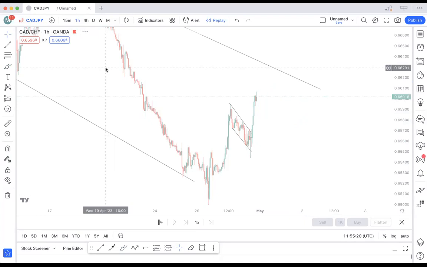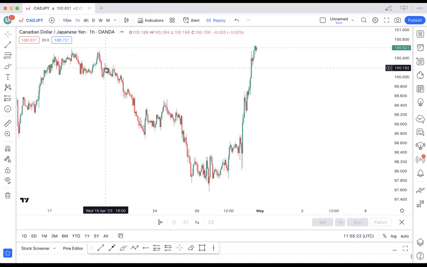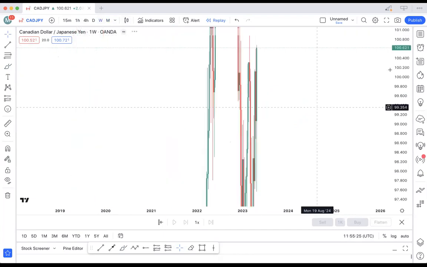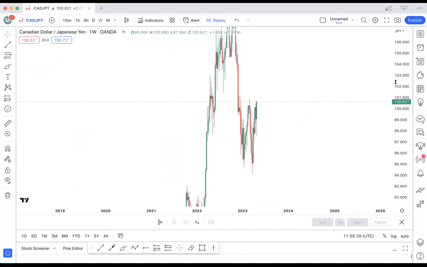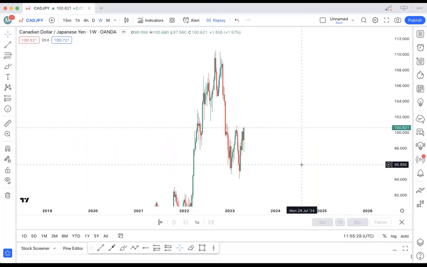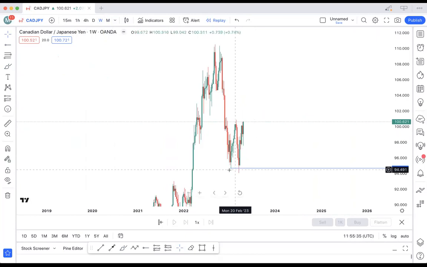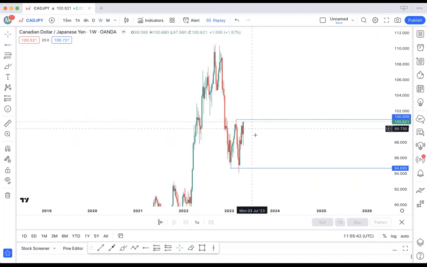The Canadian dollar over the Japanese yen. Let's jump on the weekly also with this one. So what are we seeing on this one? We are seeing price forming what? An overall double bottom based on price failing to break this level and this type of candle confirmation. And this is the overall target, which is what? The overall neckline.